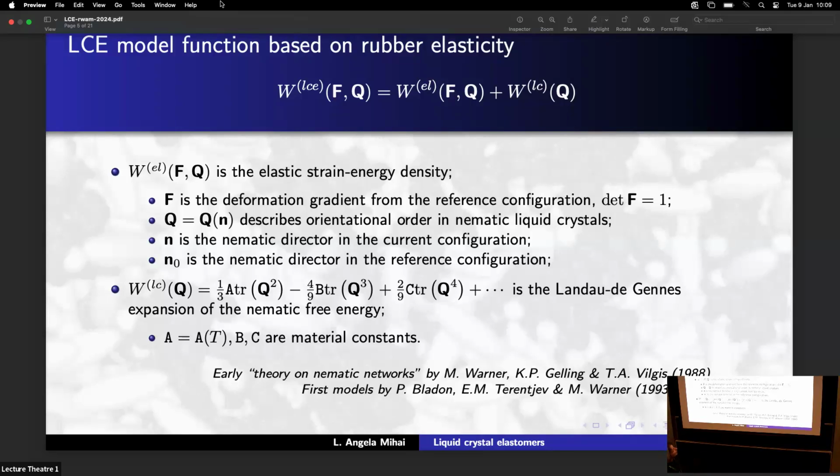and we define this strain energy function in terms of F, the deformation gradient, and Q, which is going to be the order parameter tensor for liquid crystals. And we decouple them. Okay, it doesn't have to be like that, they can also be coupled. We decouple them into the elastic part and the liquid crystal part. And the elastic part is practically the elastic strain energy density that one can also find in rubber theory, with F being the macroscopic deformation tensor.